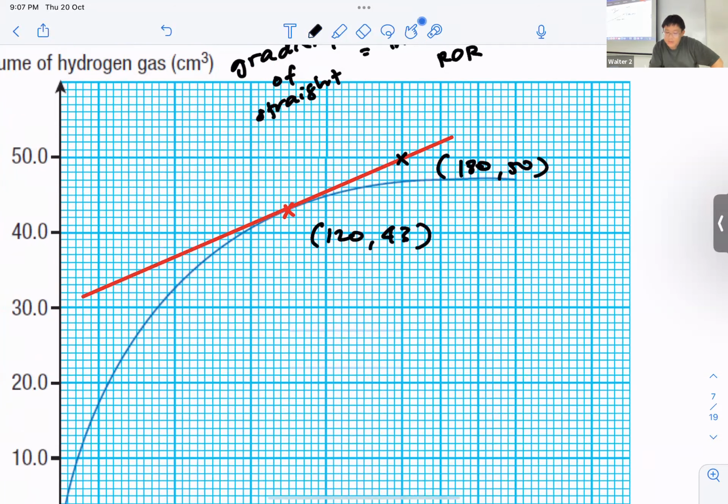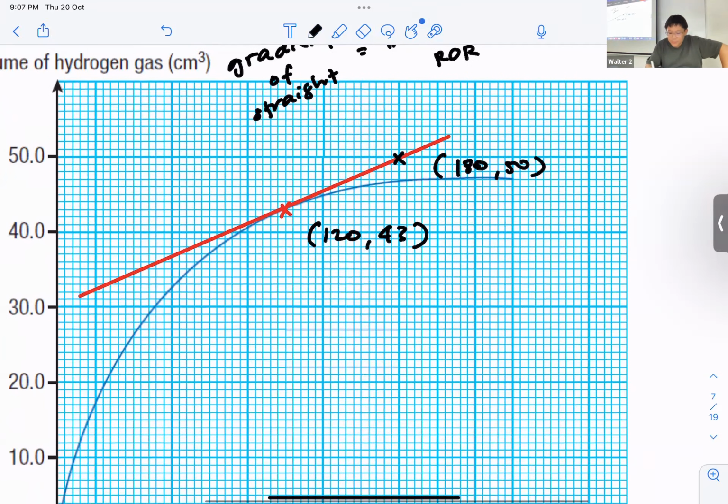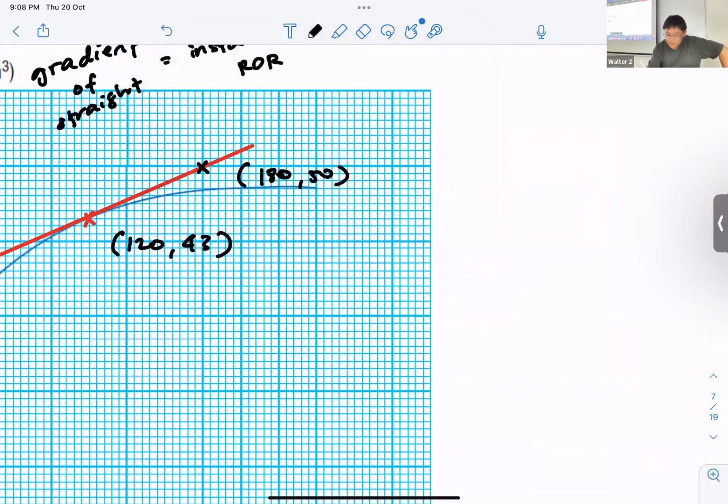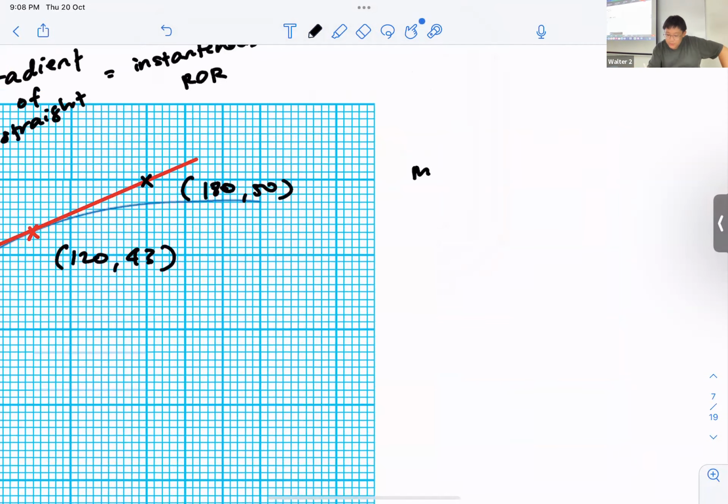The marking scheme's answer is 0.11. It's okay, if it's a bit different, it's okay. Should be okay. So for the 120th second, again, the marking scheme answer is 0.11.